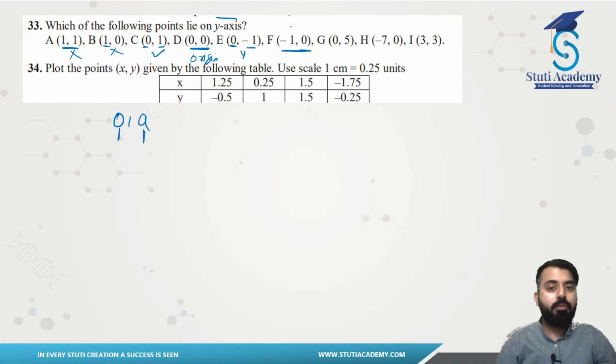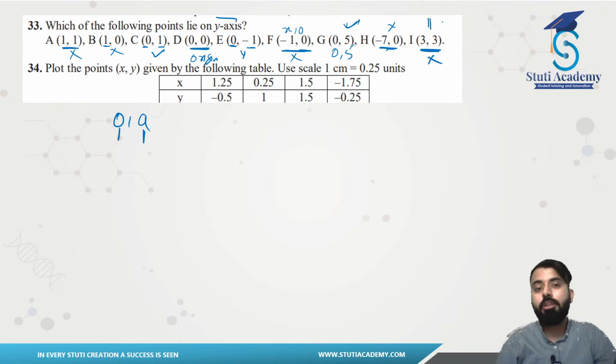Negative 1 comma 0: we have an x, but we don't have any y, so it will be on the x-axis. We don't need that. In this case, we have 0 for x and a positive y, that is 5, so it will be lying on your y-axis. In this case, again, we have an x and no y, so this will be lying on the x-axis, and that is not required here. And in this case, both of the values are present, so it will be in one of the quadrants, specifically the first quadrant. So you can easily do this one.